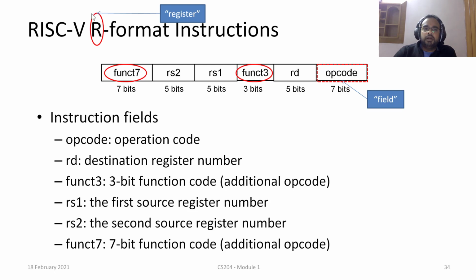Now in the R format, all the operands on which this operation is performed are given by registers. That's the reason we represent it as R format. We have RD, RS1 and RS2.